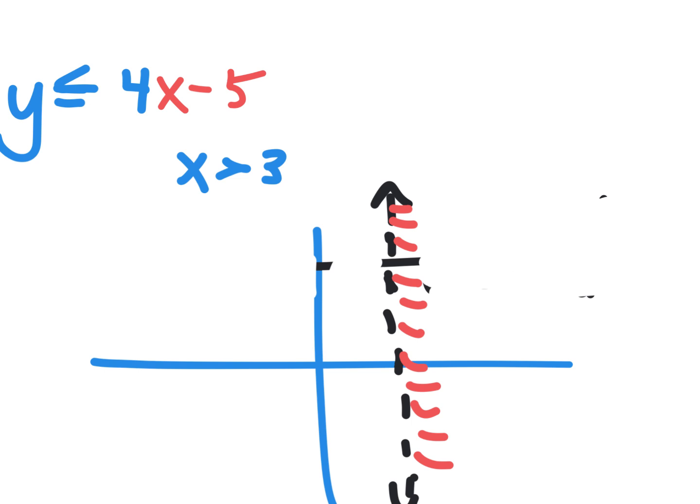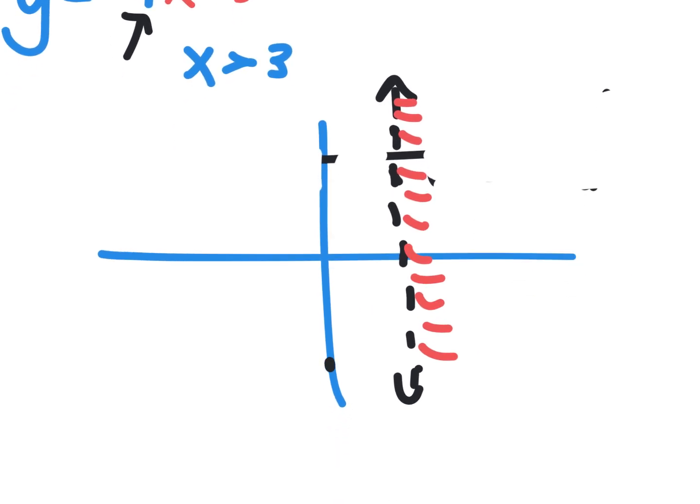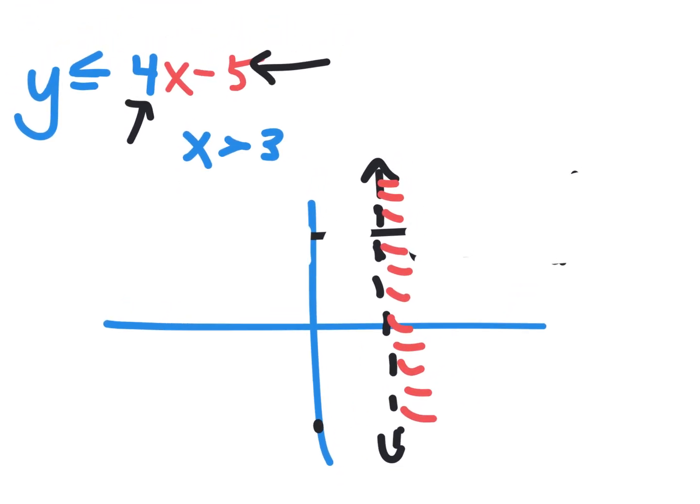Now it's got to be 4x minus 5. Kind of remember that that's a slope and a y-intercept? Remember this deal where that's the slope and that's the y-intercept? So it starts down here at -5 and then it has a slope of rise 4, run 1, rise 4, run 1. And it would look something like that.